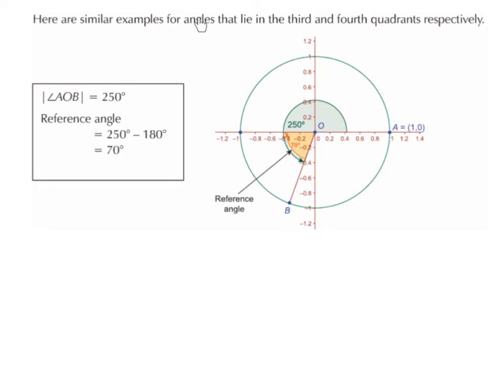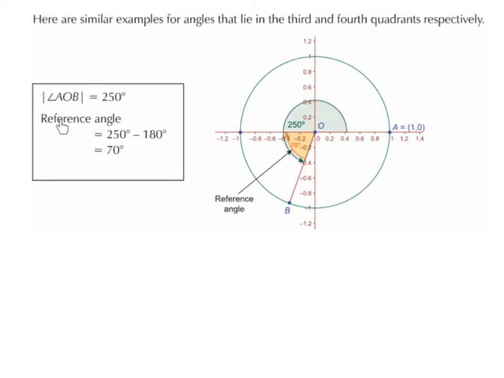Here are similar examples for angles that lie in the third and fourth quadrants respectively. So remember, this is the first quadrant, second quadrant, third quadrant, fourth quadrant. So the angle AOB equals 250 degrees. So this is point A, this is point O, and this is point B. So we have our positive part of our x-axis, forms one arm of the angle, and then this radius that's in the third quadrant forms the second arm of our angle. And we have a reflex angle, so we are going from the positive part of the x-axis all the way around to the radius. So this green angle is 250 degrees.